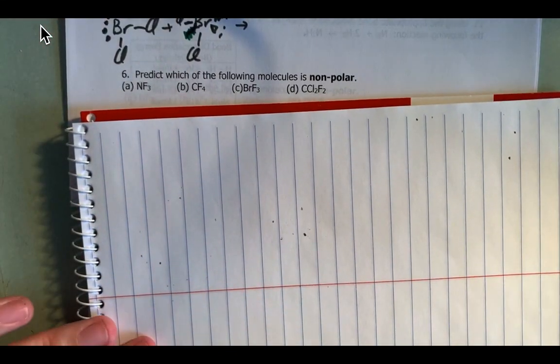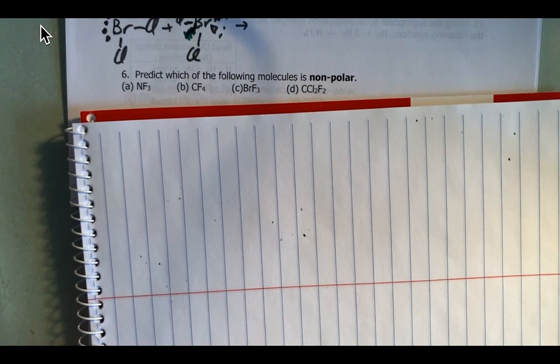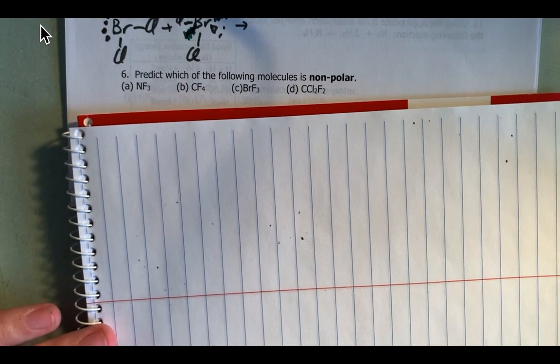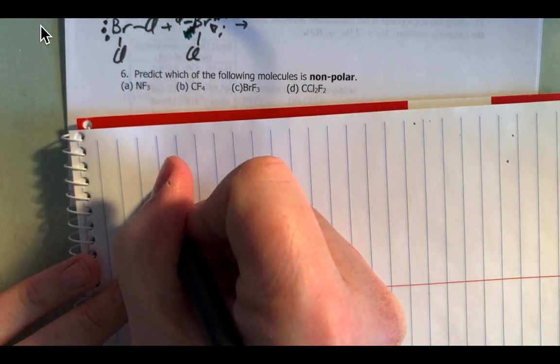Okay, number 6 here. For us to judge a molecule as polar or nonpolar, we need to know that there's an electronegativity difference in the atoms, and that's true for all of these. There's an electronegativity difference, but it also depends on the molecular structure. And I'll draw these different molecular structures.